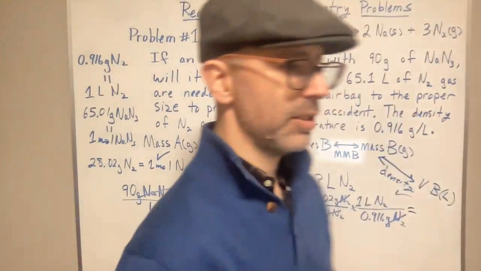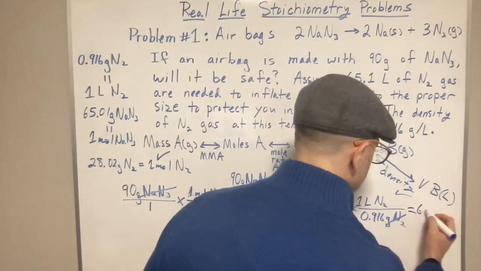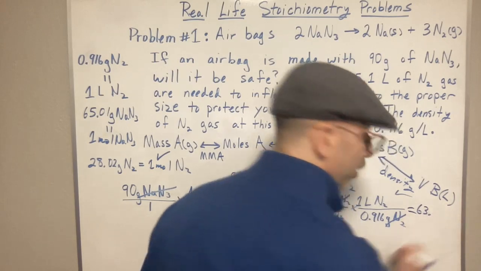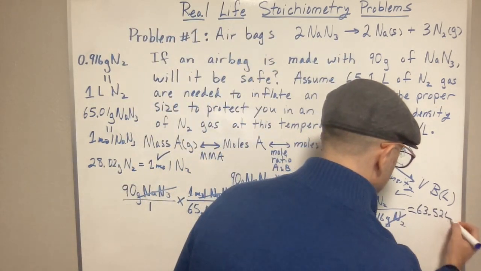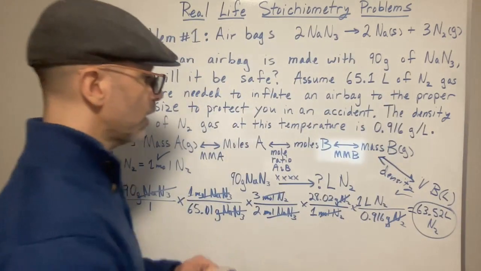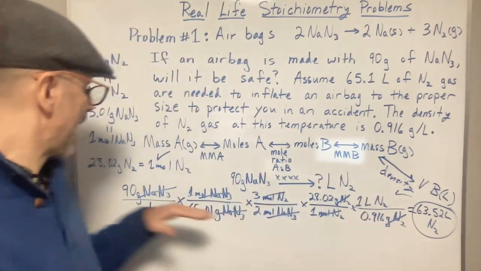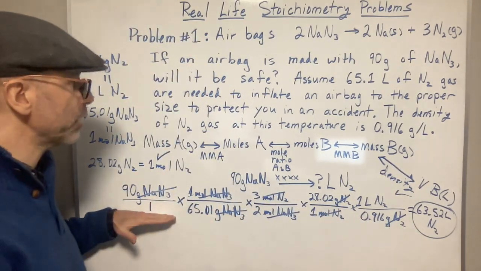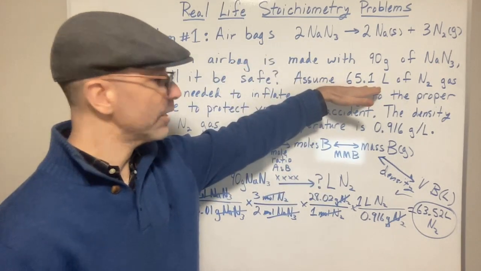And that is 63.52 liters of N2. So that is the amount of N2 gas produced from 90 grams of NaN3. But for safety, we want 55.1 liters.